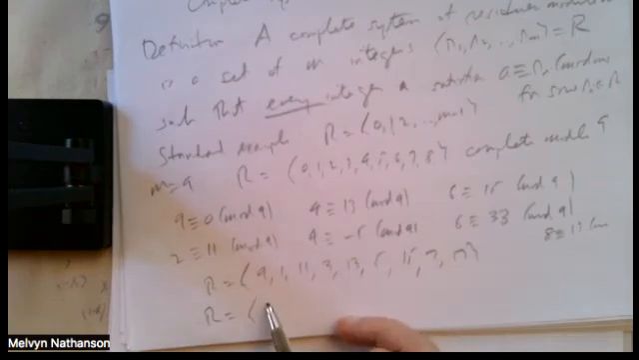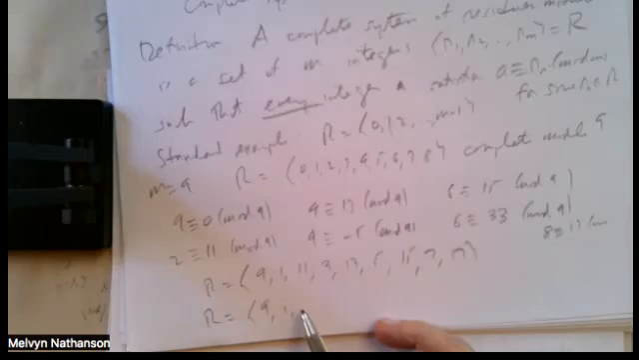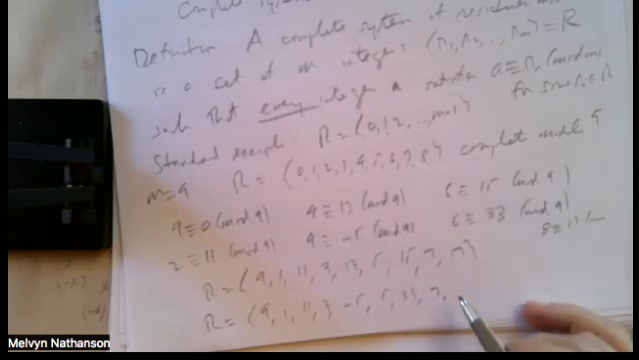But there are infinitely many choices. I could take R to be 9, 1, 11, 3, minus 5, 5, 33, 7, 17. I mean, there are many choices. These are all examples of sets of 9 odd numbers, each of which is a complete system of residues modulo 9.